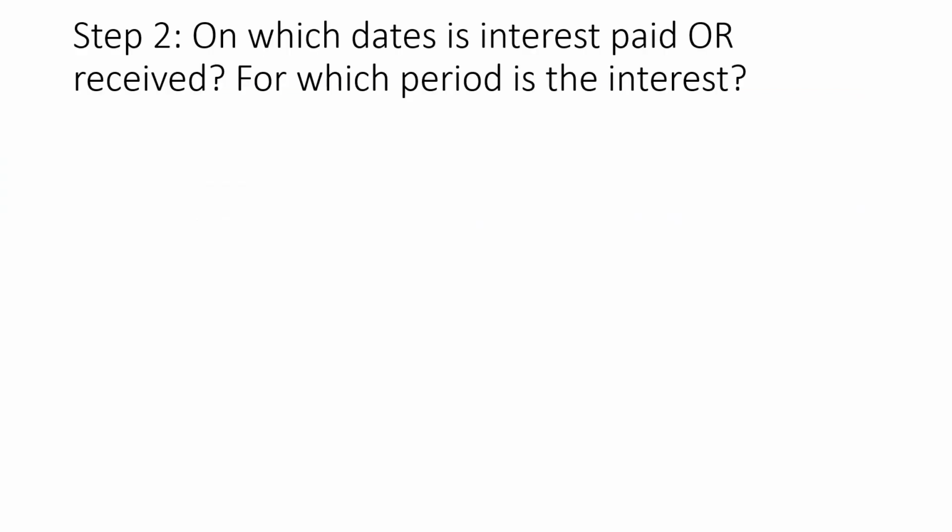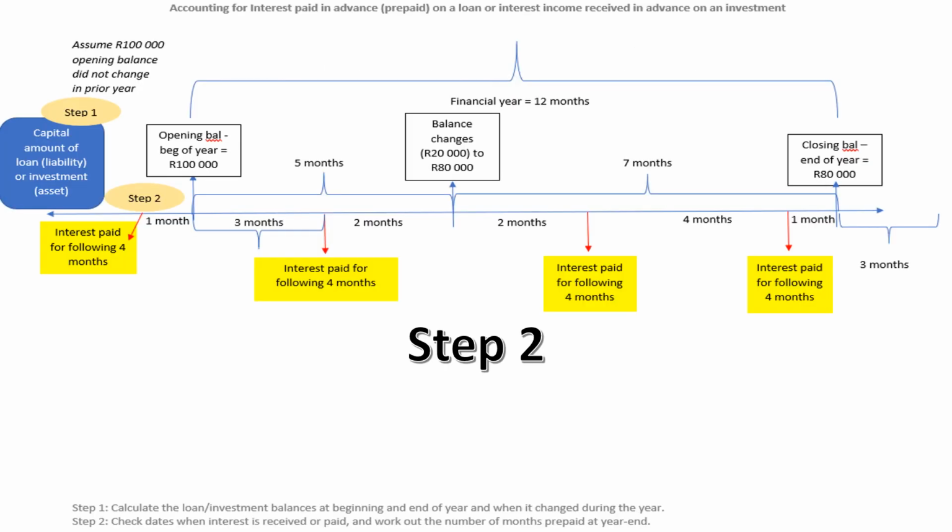So the next step is, which dates is interest paid or received? So we need to look at for which period is the interest, how often is interest paid during the year, and on which dates. So in this question, we're going to say that interest is paid for 4 months at a time, but it's being paid for the following 4 months.